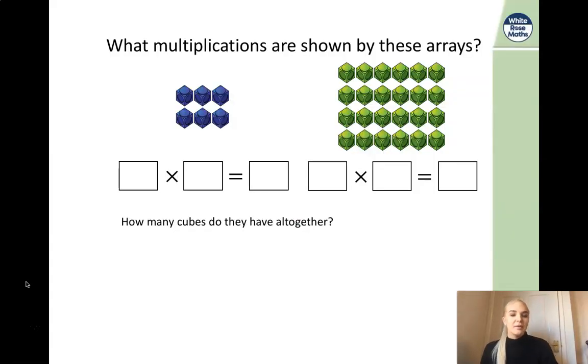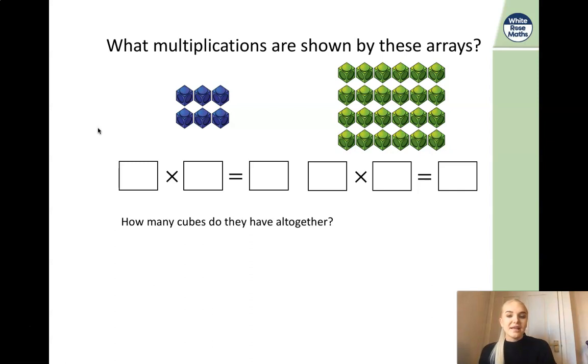So my first question here is that there are two arrays. You can see one array is here and one array is here. I want you to help me figure out what multiplication is shown by this array and what multiplication is shown by this array. So if you would like to grab a pen or a pencil and a piece of paper and write down what the multiplication is showing for each of these arrays and work out the answer. Then when you've done that, work out how many cubes are all together. So all together meaning the blue and the green cubes, okay? So pause the video and do that now for me, please.